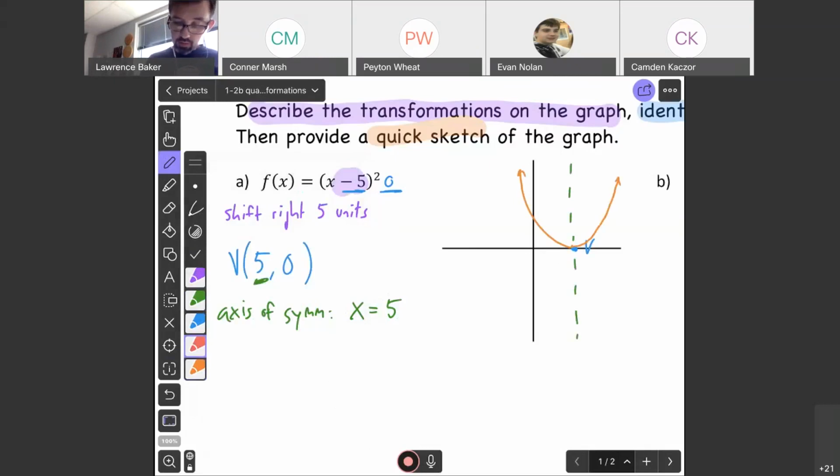The parent function would have looked like this. Ooh, that's rough. That would be plain old x squared. But here is x minus 5 squared. So we see that shift right.